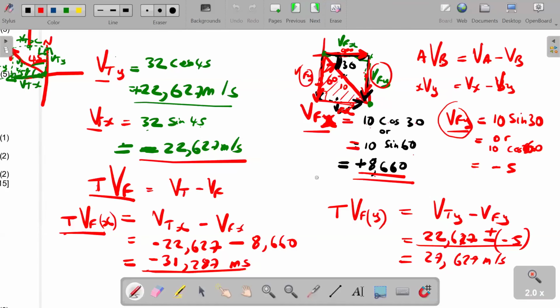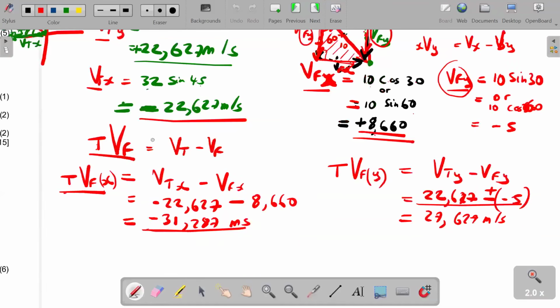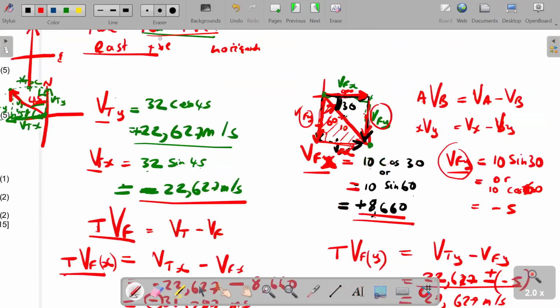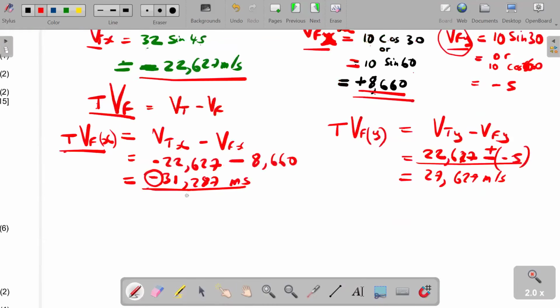If you look at the first part here, this one, we said it came out as negative 31.287. Already that is telling us a direction. What did we choose for the horizontal? What did we choose as positive? We chose east as positive. Meaning to say the mere fact that it came out as negative, it means it's going to the west.